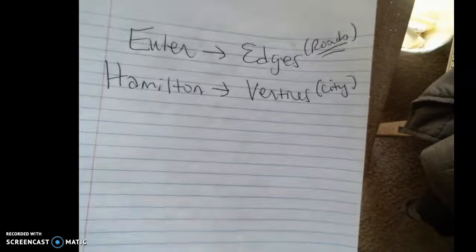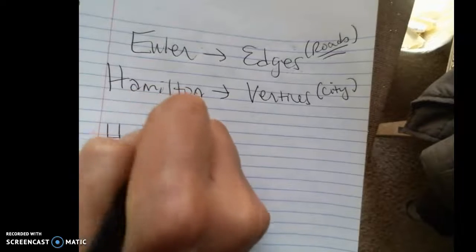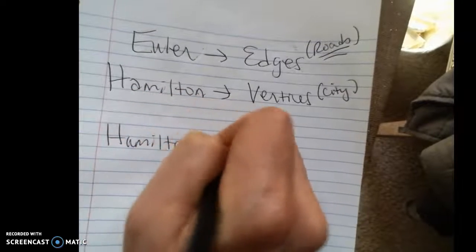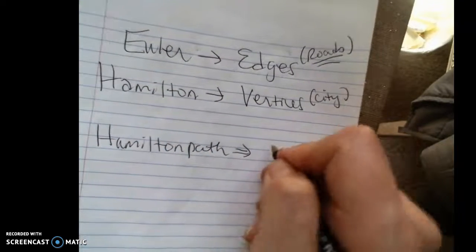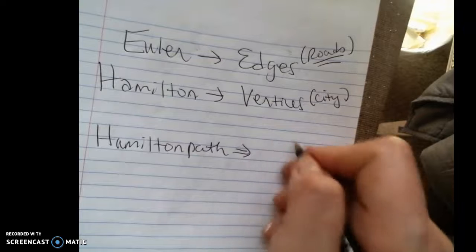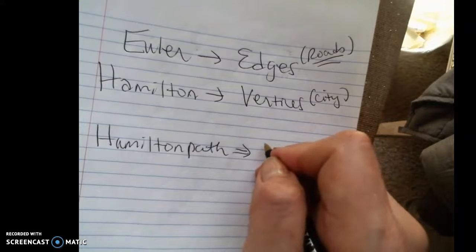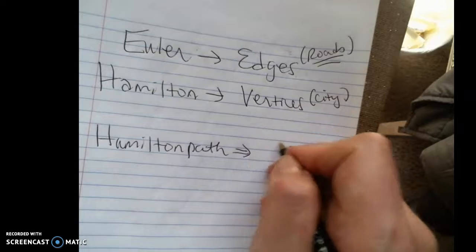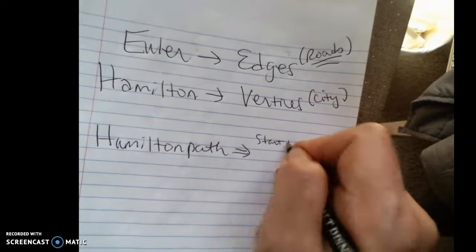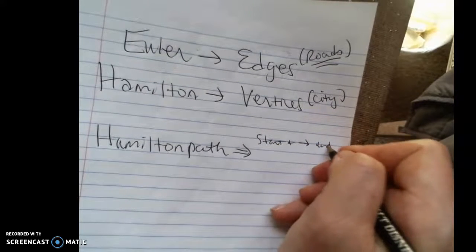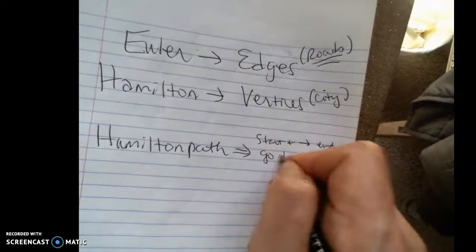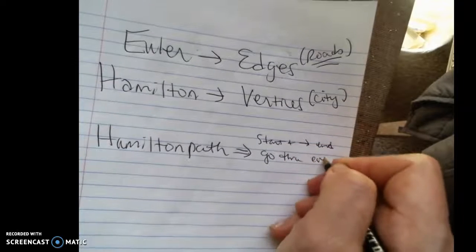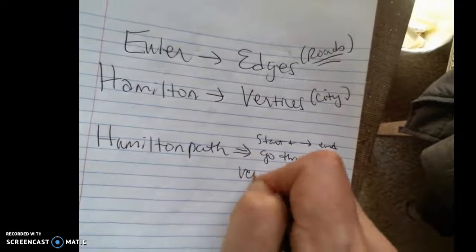All right, so let's talk about a Hamilton path. A Hamilton path is, edges don't matter. You can go through the edges as many times as you want. But a path, you're going to start and end. So you're going to have a start and an end, and you're going to have to go through every vertex exactly once.